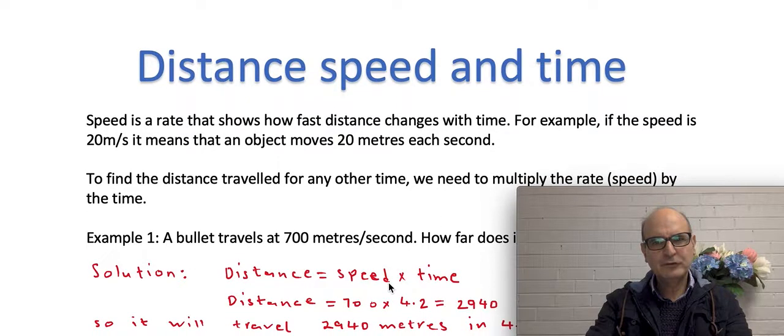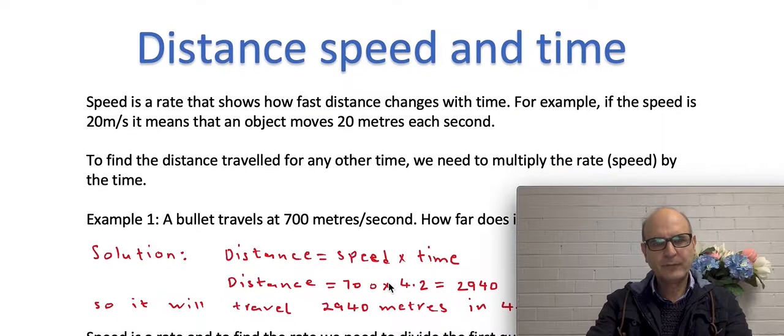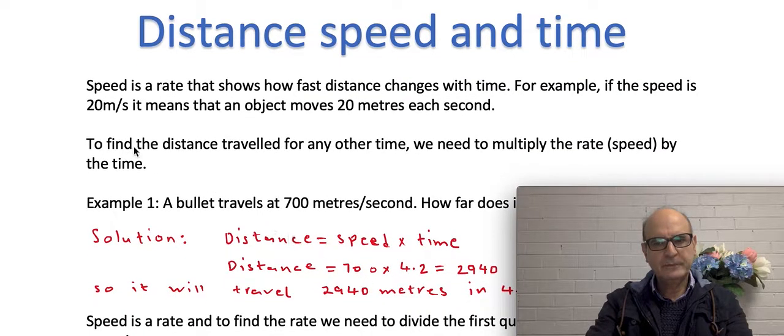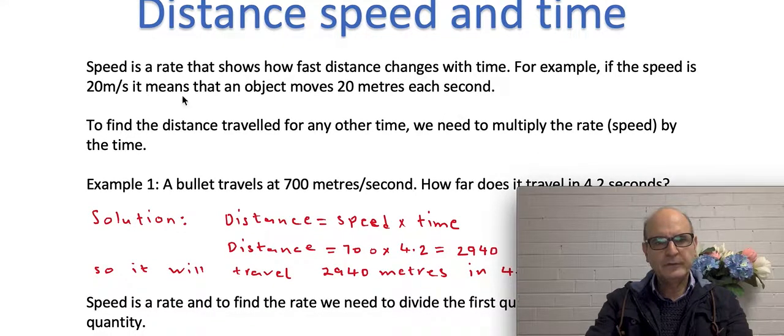This lesson we talk about distance, speed, and time. We know that speed is a rate that shows how fast distance changes with time. So if we say that the speed of an object is 20 meters per second, it means that every second the object travels a distance of 20 meters.